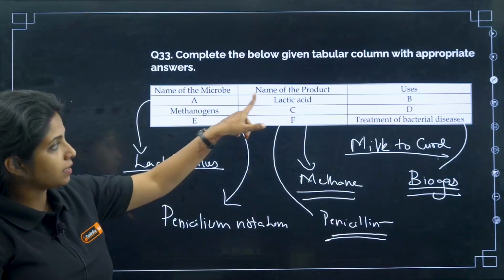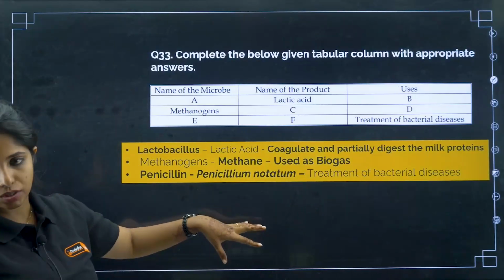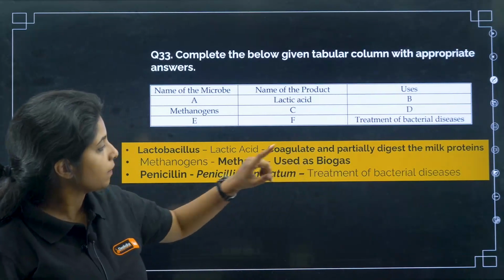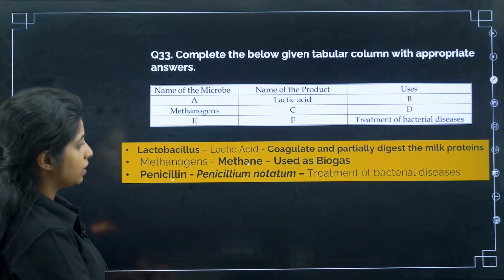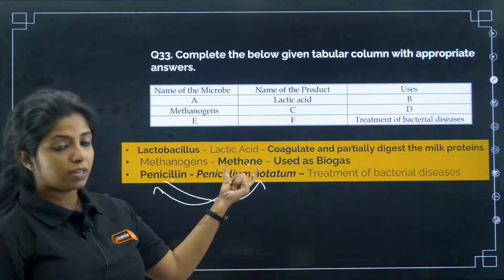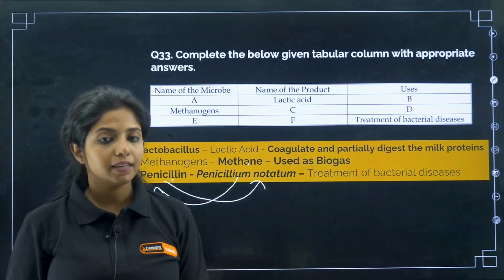So here Lactobacillus, lactic acid, the use is to digest the milk proteins, converting milk to curd. Methanogens release methane and it is used as biogas. Actually it should be Penicillium notatum over here and penicillin over here. The name of the microbe is Penicillium notatum. It releases penicillin and it is used for treatment of bacterial diseases.